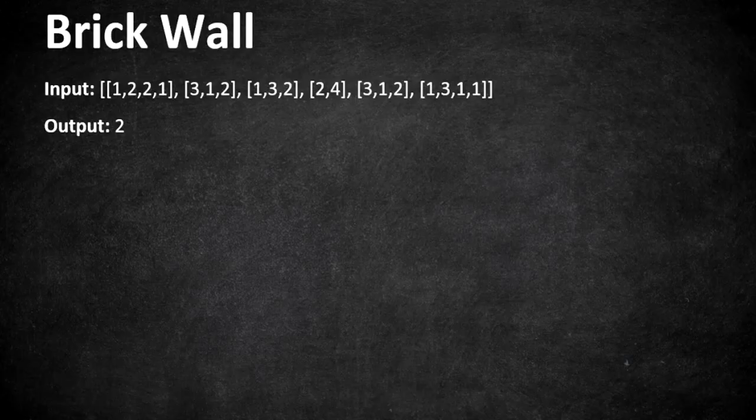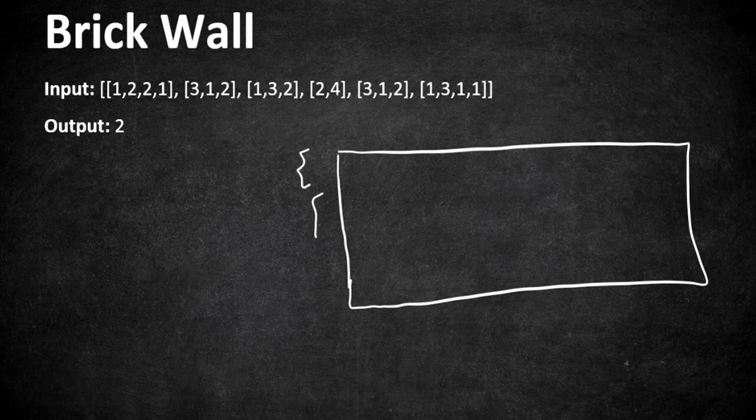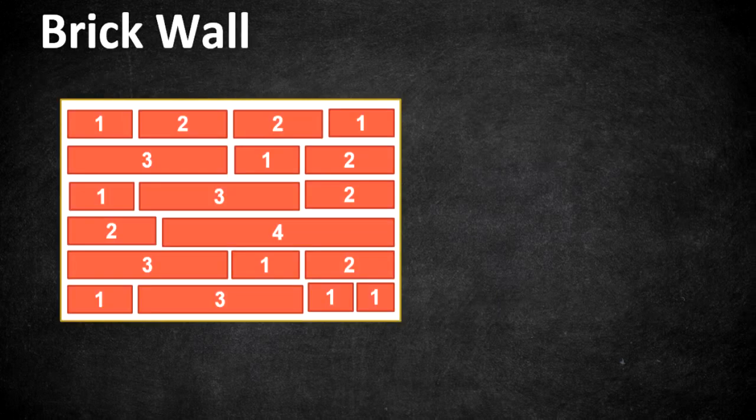So here is our given input list of lists. Our problem statement says there is a rectangular wall where the bricks are there, and the height of each brick is going to be the same in every row, but the width of the brick changes accordingly. So now in the first row the bricks are 1 2 2 1, and so on. So if we are representing the given input in form of bricks and wall, it is going to look something like this.